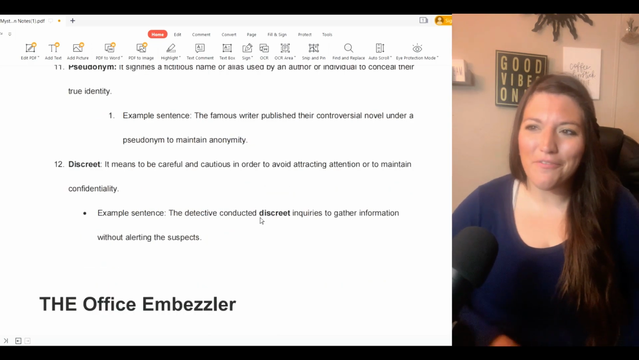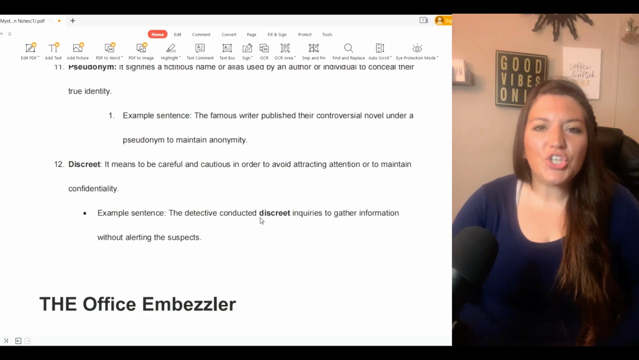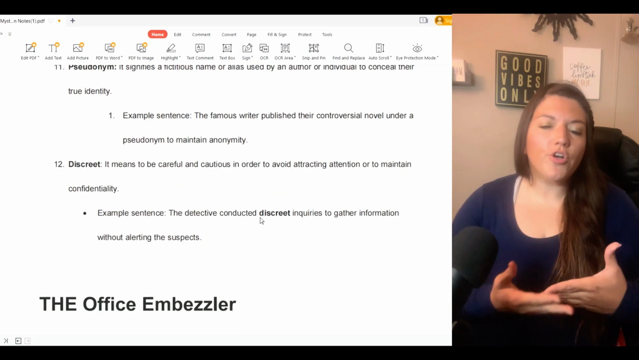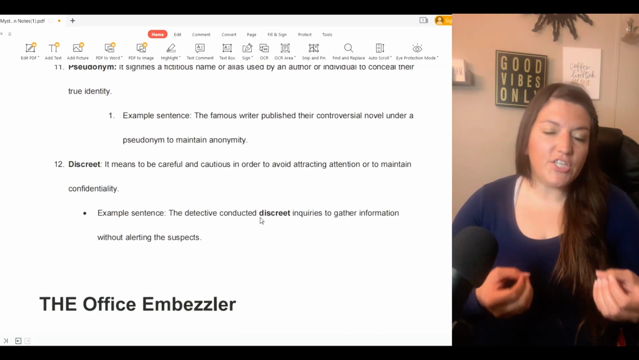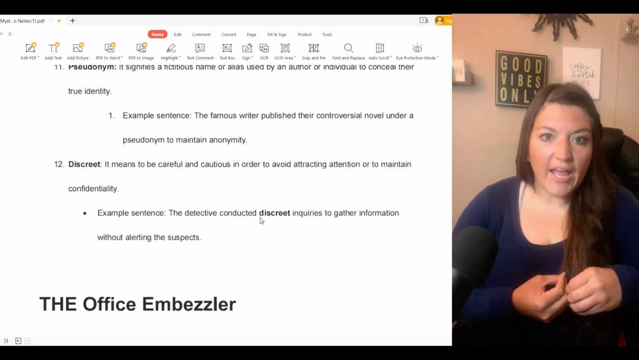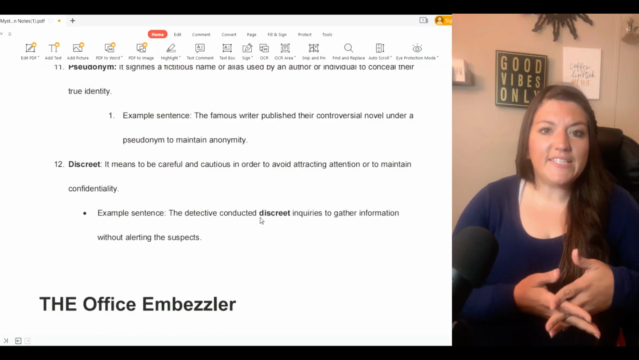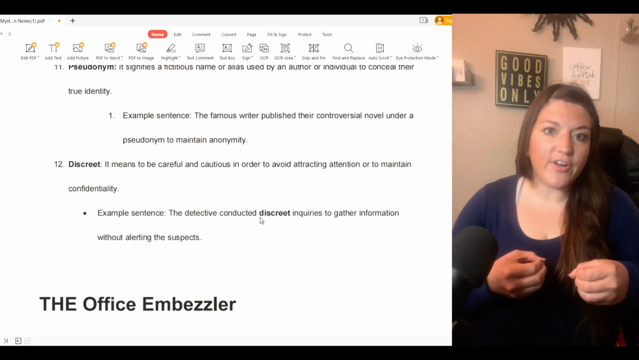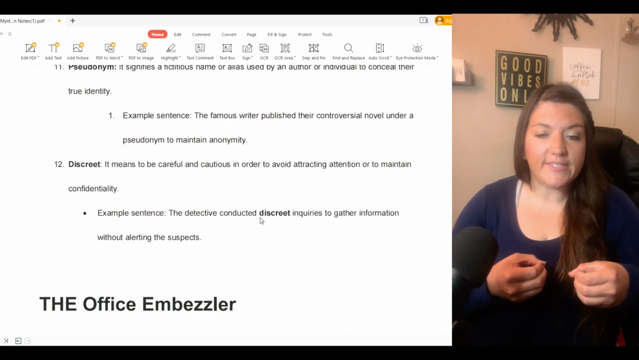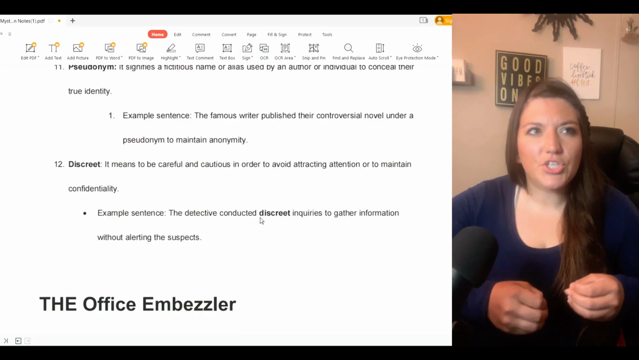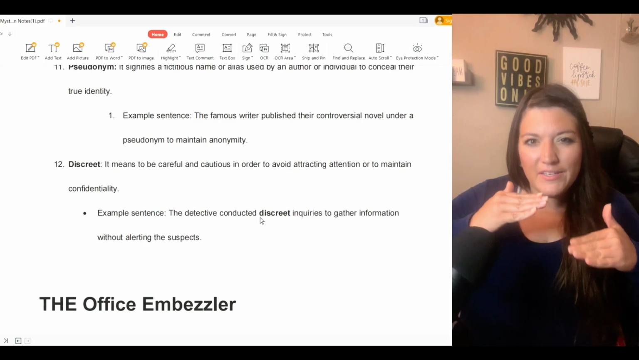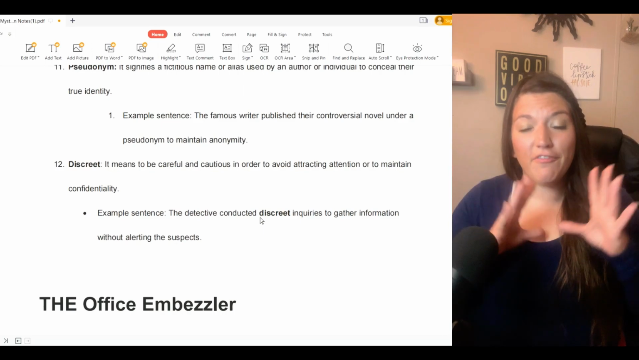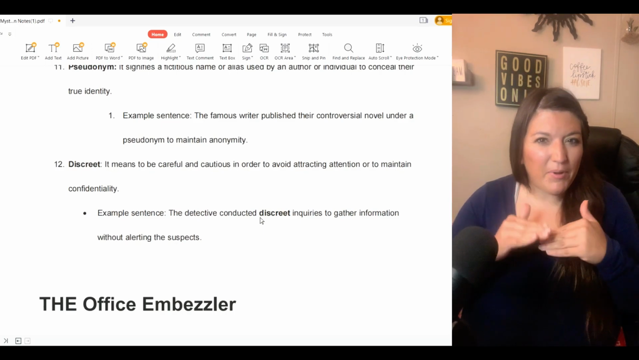All right, number 12, discreet. Discreet means to be careful and cautious in order to avoid attention or to maintain confidentiality. So, for example, the detective conducted discreet inquiries to gather information without alerting the suspects. Discreet is just like trying to keep it on the down low or keeping it quiet. You're not shouting it from the rooftops. You're trying to keep it quiet.